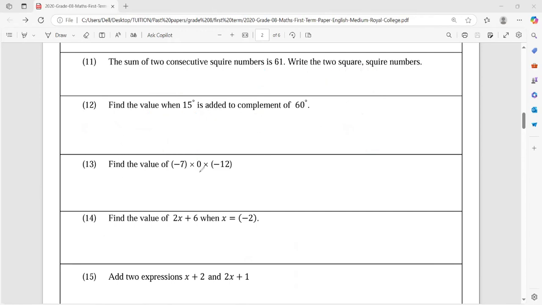But let's go with the 13th question. Find the value of minus 7 into 0 into minus 12. You can see minus 7 multiplied by 0. And then what is the answer from this part? Okay, we'll go with a meaningful way. Anything multiplied by 0 gives 0. And then 0 into negative 12, again it is going to be 0. So the whole answer must be 0. If you multiply 0 with anything, the answer will be 0.